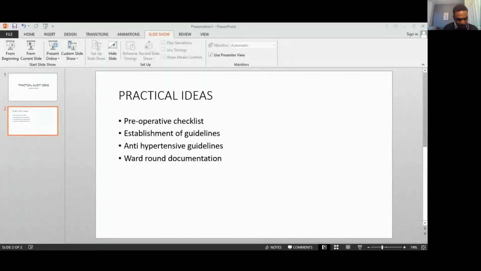How do you influence change and make this sort of audit? Now, I know over the last 3 sessions, we've heard that audits should have a specific guideline to test against, and that's true. But there's a sort of overlap between an audit and a quality improvement project, and this preoperative checklist sort of sits right in the middle.